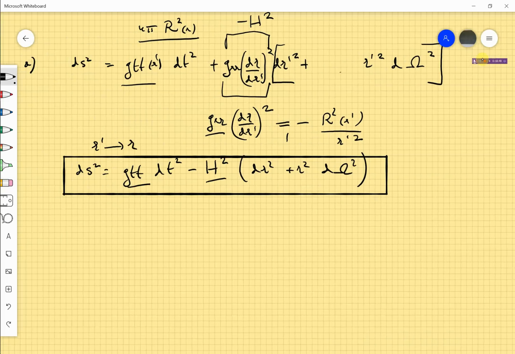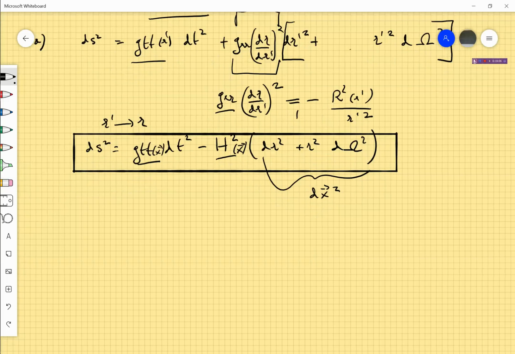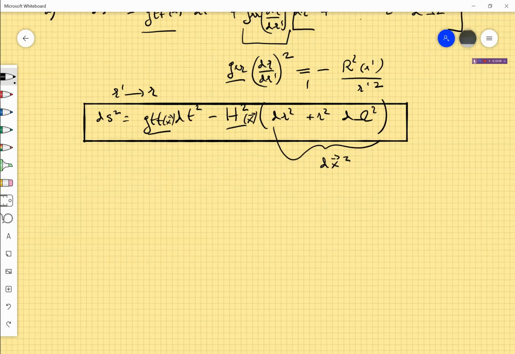This is typically done to rewrite this as dx squared, the Euclidean metric, and in this case, instead of functions of r, you probably want to write this as a function of x. At this moment, I cannot tell you why you would like to do this, but this is one of the uses. If you don't want to write this as dx squared, you can just leave it like this, but you only have two independent functions.